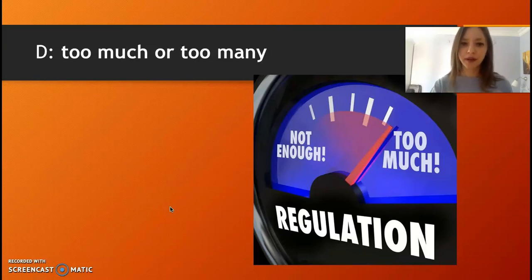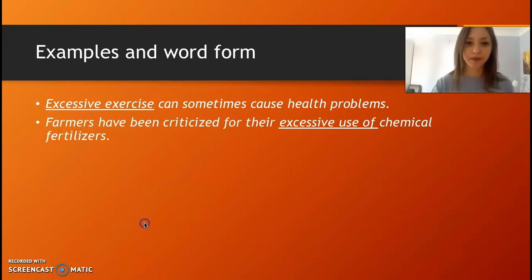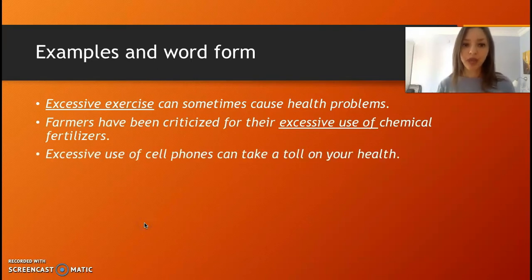Excessive. All right, here's how we spell it. And here's an example sentence for you. You know, exercise is good for health, right? But excessive exercise can sometimes cause health problems. Farmers have been criticized for their excessive use of chemical fertilizers. Excessive use of cell phones can take a toll on your health.